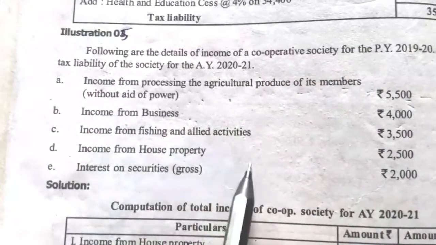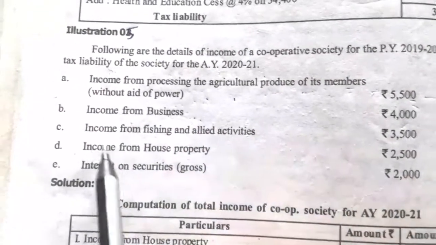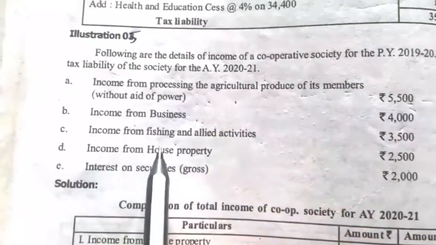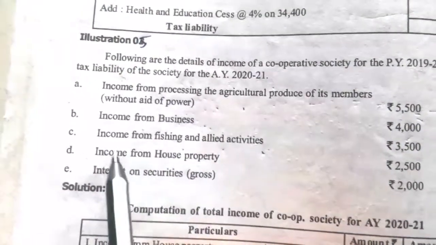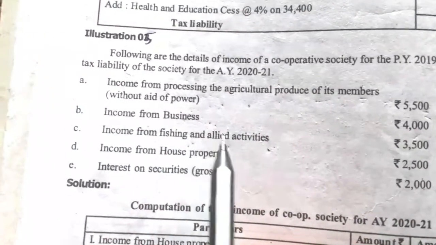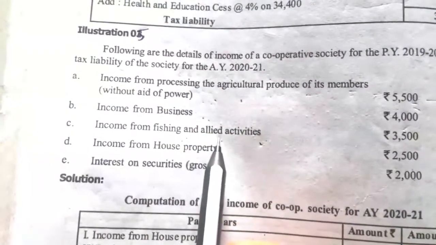Next, income from fishing and allied activities, rupees 3,500. This is income from business, fishing and allied activity. From the fishing and allied activity, the cooperative society has earned income. So this is business income, and again 80P deduction can be claimed.